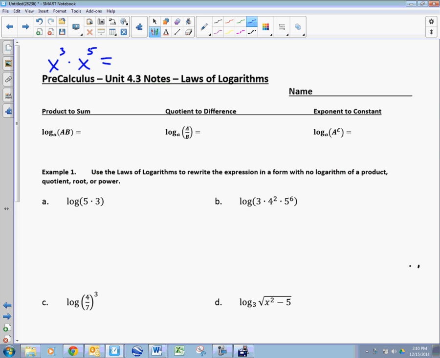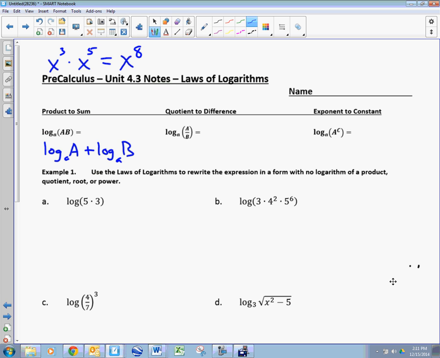X to the third times x to the fifth is what? X to the eighth. Thank you. So you learn that if you were multiplying two things that have the same base, you add the exponents, correct? Logarithms solve for exponents. So instead of writing this as multiplication, you can write it as the sum of the exponents.